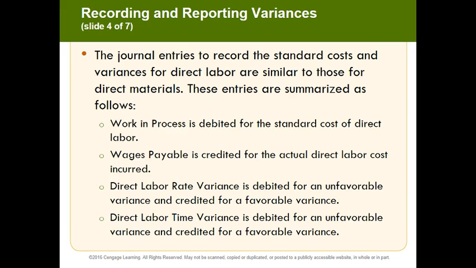So, journal entries that record standard costs and variances for direct labor are a lot like those that we use for direct materials, and they're summarized in the same way. Work in process is debited for the standard cost of the direct labor. Wages payable is credited for the actual direct labor costs incurred. Depending upon where you need a debit or a credit is how you will determine. Remember, for all debits, we have equal credits. The direct labor rate variance will be debited when there is an unfavorable variance and credited for a favorable variance. And then the direct labor time variance could be debited for an unfavorable variance and credited for a favorable variance.